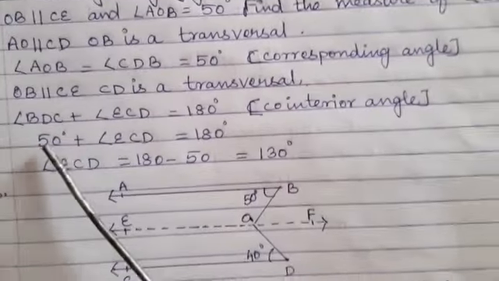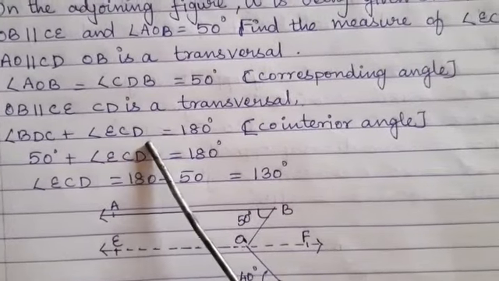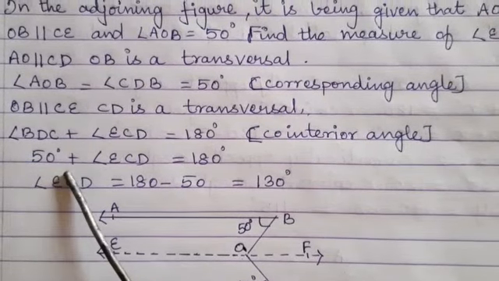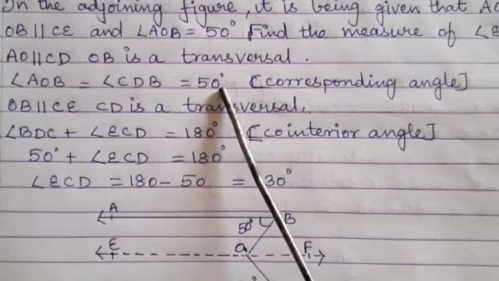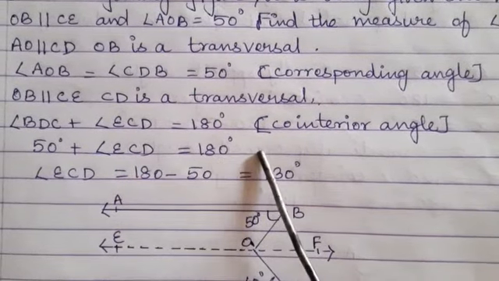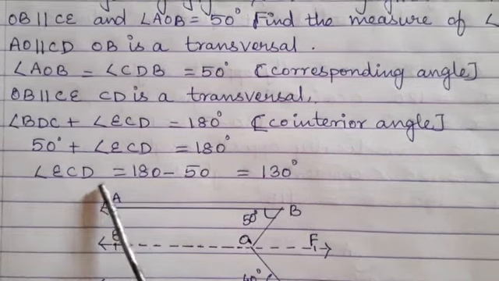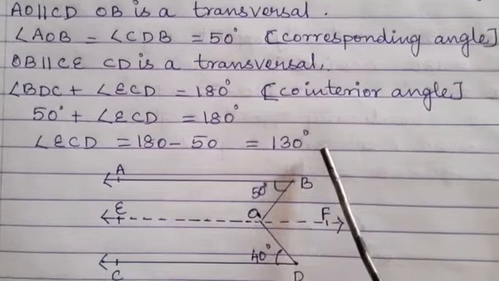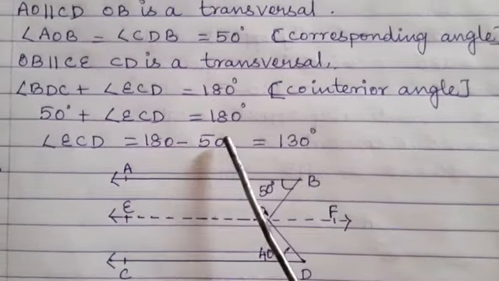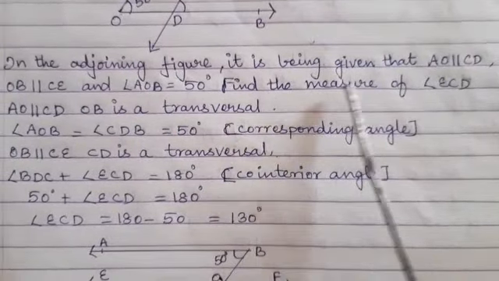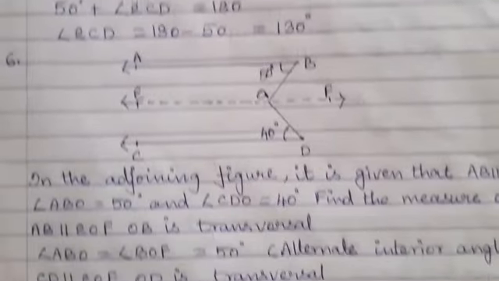Now you see here angle BDC plus angle ECD equal to 180 degree, co-interior angle. BDC we have already found, that is 50 degree, plus angle ECD now we are going to find out, which is equal to 180 degree. Therefore angle ECD equal to 180 minus 50 is equal to 130 degree. While doing these questions, whatever information is given in the questions, you have to use all the information, then only you can find out the answers.